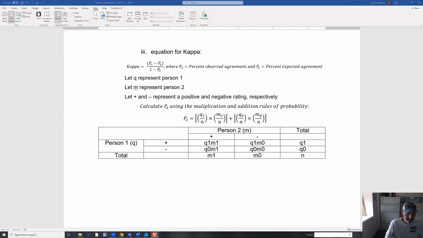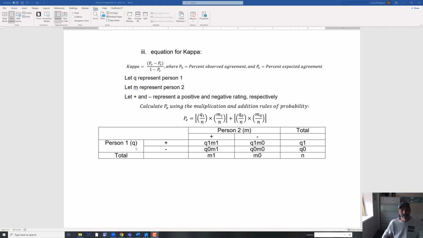Observed agreement is easy. I just count how many individuals agreed, either in the positive sense or negative sense, and divide by the total. So that's not much of a complicated calculation. For the expected agreement, we'll lean on what we know about probabilities, and we'll rely on the multiplication and the addition rules of probability to arrive at this expected agreement. So let's say we'll allow Q to represent person 1. So this is one of the two people making the observation. Let M represent person 2.